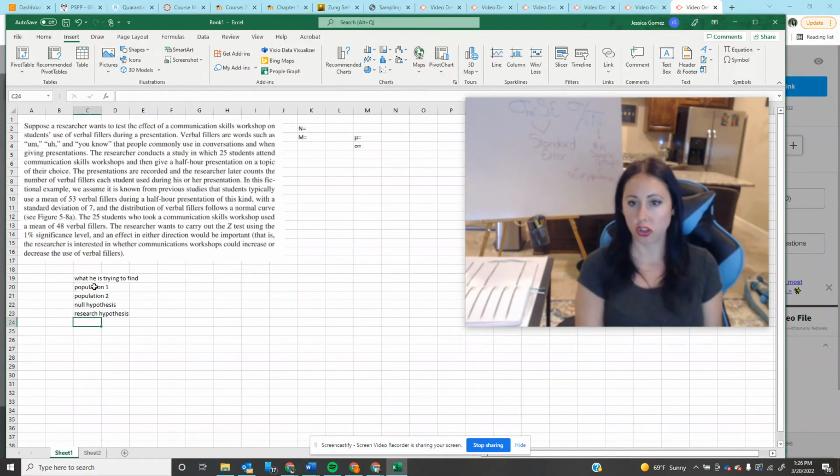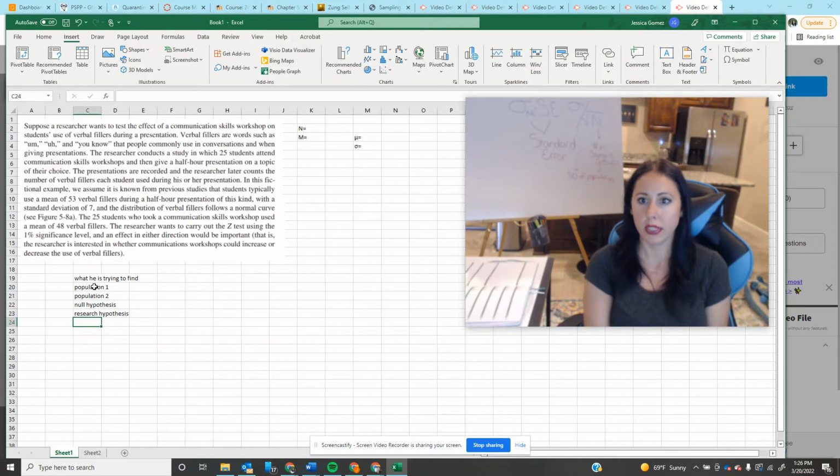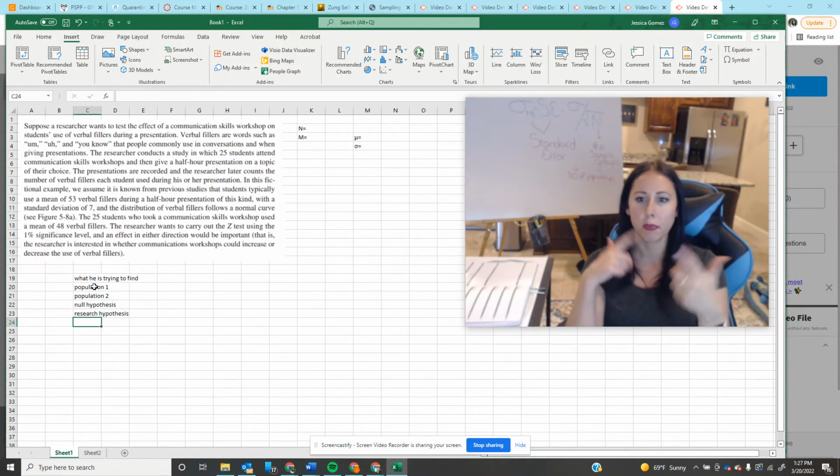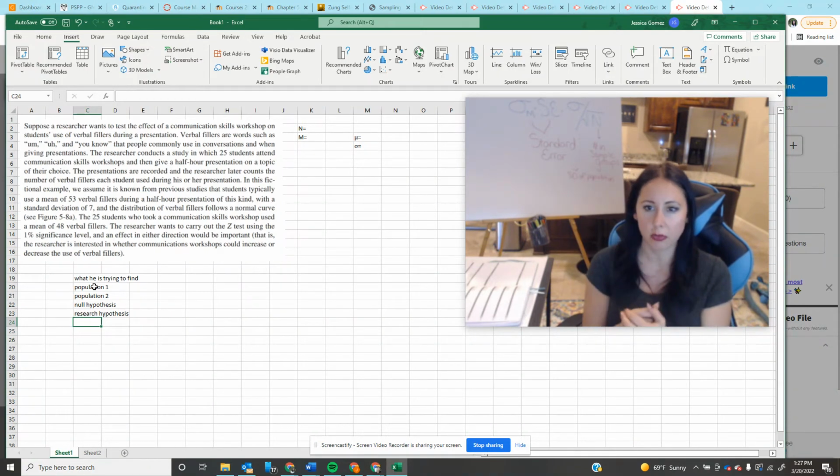So what is the researcher trying to find? The researcher wants to know if the students that took his communication workshop used less filler words in their presentation than students in general. So population 1 would be all of the students that gave half-hour presentations, student body in general. Population 2 would be the 25 who attended the communication skills workshop. Or you could flip-flop those. It doesn't really matter which one you label as 1 or 2, as long as you have them separated out. I think your textbook flips them.